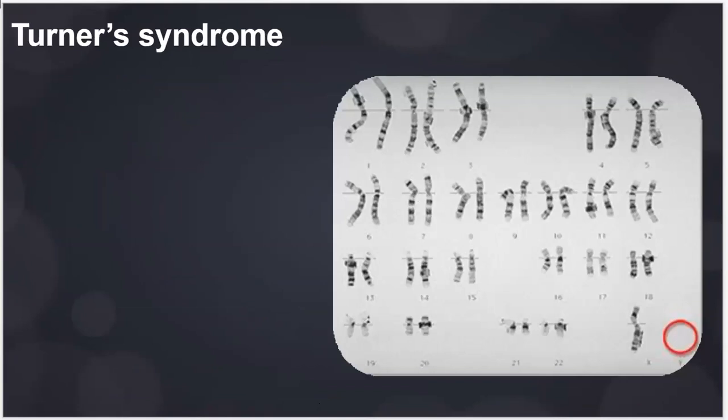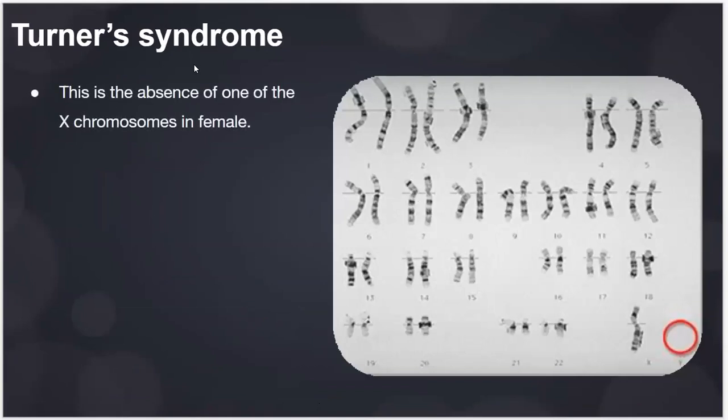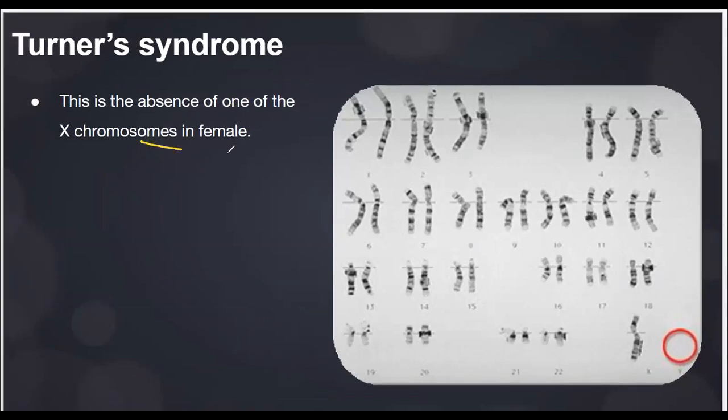Then we move to the last syndrome, that is Turner syndrome. What happens in Turner syndrome? Absence of one of the X chromosomes in females. Here you can see, females should have how many sex chromosomes? 2X, right? X and X. But here you see Y is present. Circle is given over there. So absence of one of the X chromosomes in females.